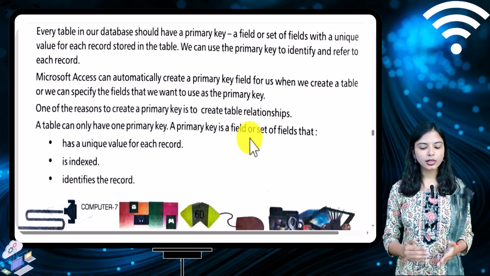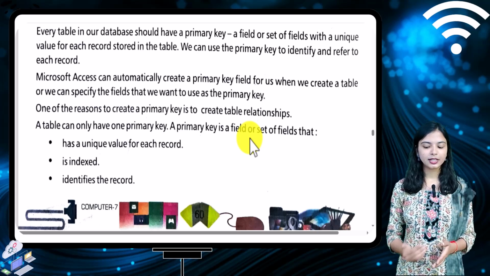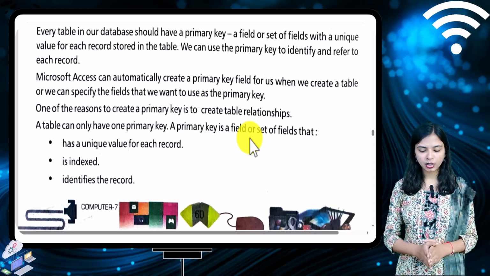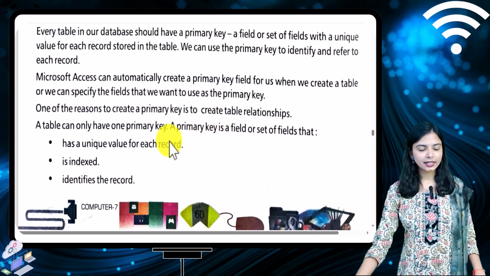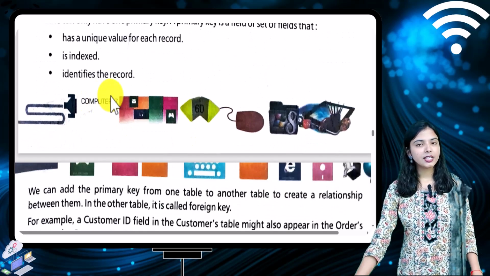A table can only have one primary key. एक table में एक ही primary key हो सकती है. Primary key is a field or set of fields. Okay, so एक primary key है तो field होगी या फिर set of fields होगा, right students? So it has a unique value for each record, is indexed and identifies the record, right students?